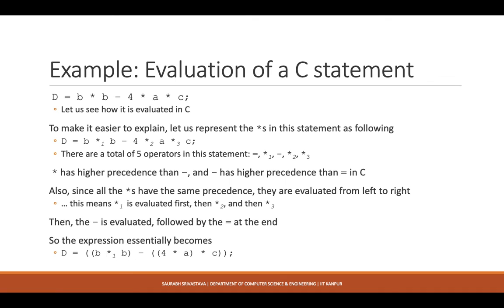This is exactly what I wanted, so I don't need to put any parenthesis here. But in the other case I did need parenthesis, which is why I had used it. After all this computation is done, equal to, because it has the lowest precedence, assigns whatever value comes out here to d.